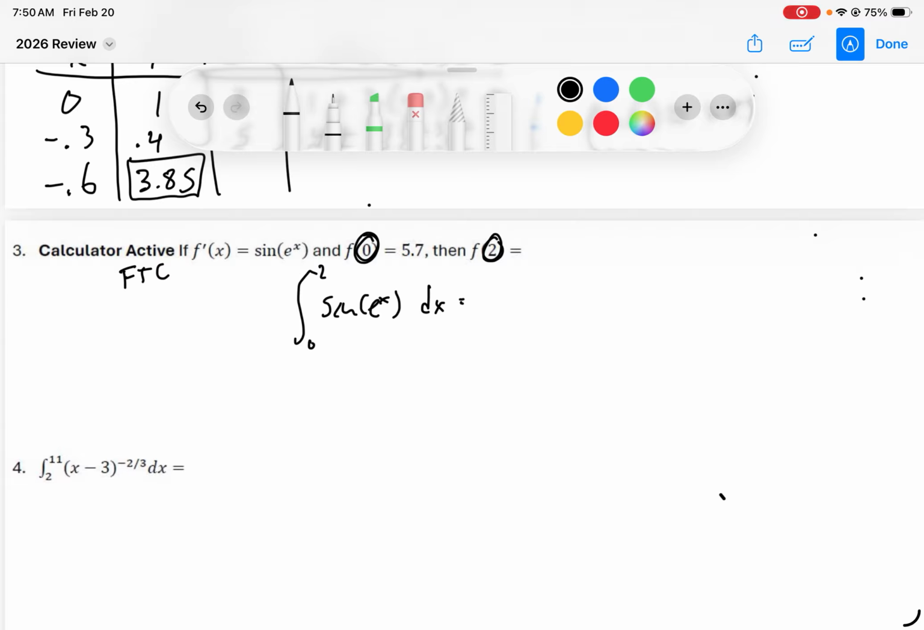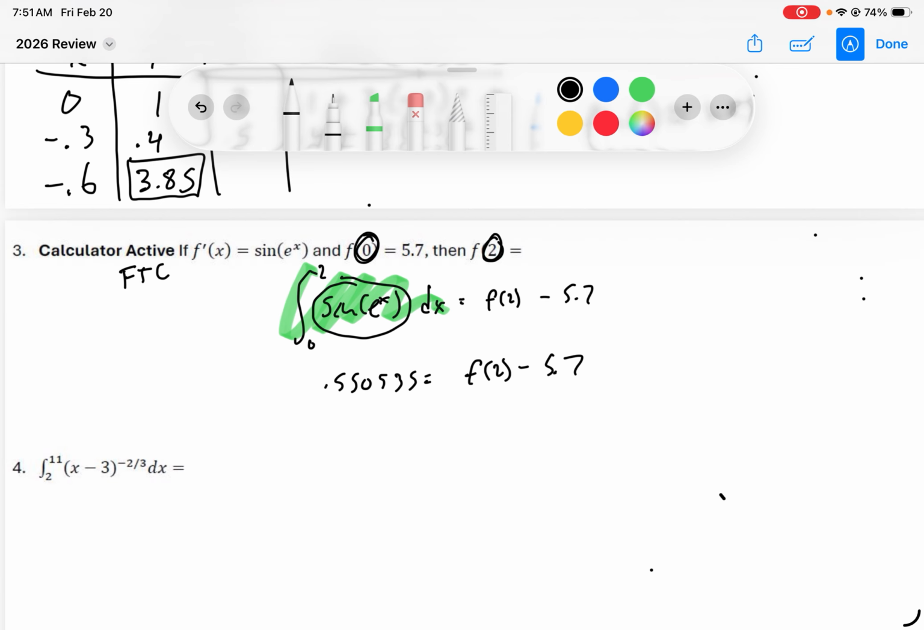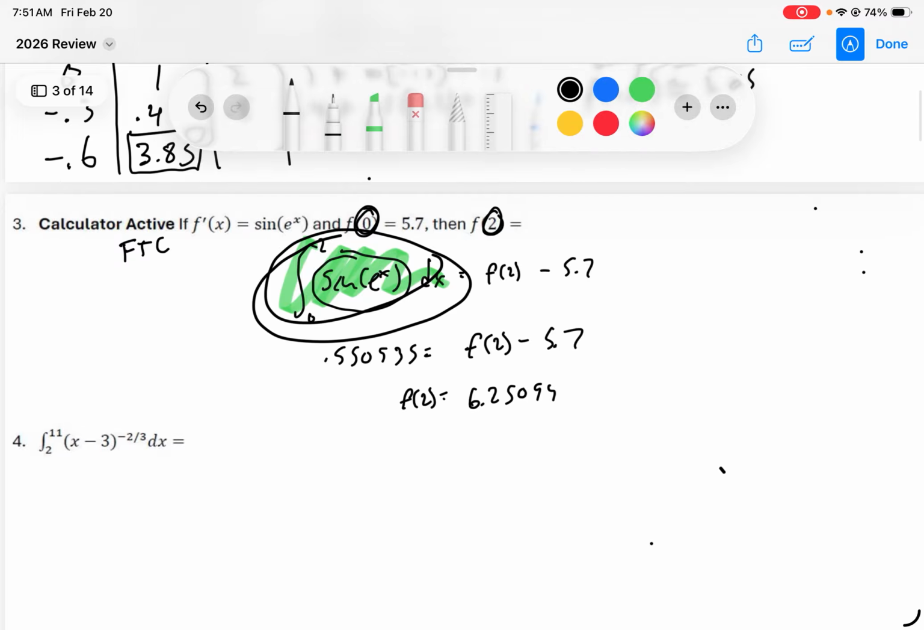This is equal to, if this is f prime, then the antiderivative, we'll just call it f of 2 minus 5.7, the bottom one, right? All right, so this part is done in the calculator, so it's calculator active. You plug it in. I plugged it in earlier. I got 0.550935 is equal to f of 2 minus 5.7. Add 5.7 to both sides, and you get 6.25094. So calculator active because of this part. Fundamental theorem of calculus, don't forget it.